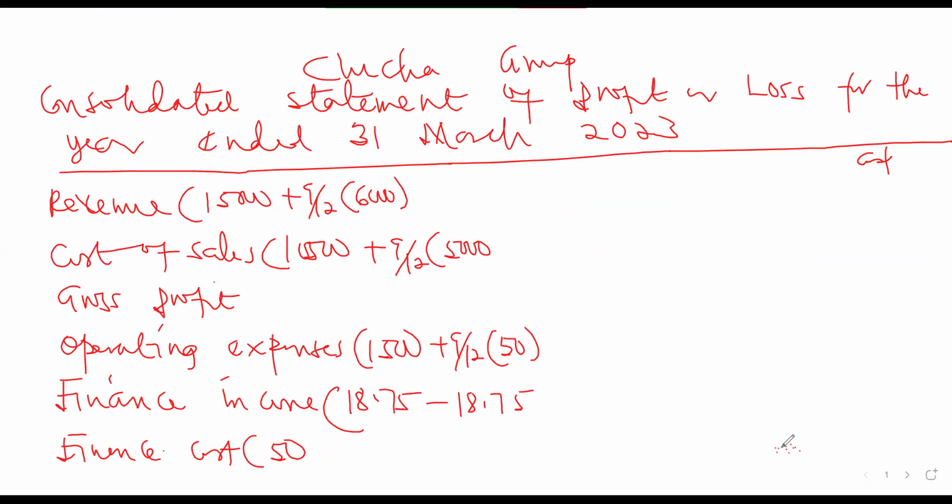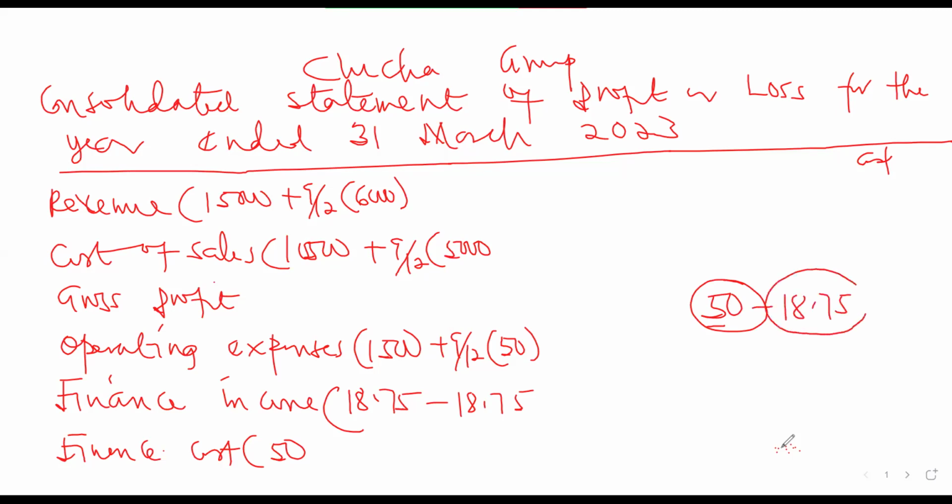All right, let's come to the finance cost. What is happening? The subsidiary is paying 18.75 to the parent. Is that correct? The subsidiary is paying a finance cost of 18.75. This one is for the 9 months. So the question now is, our total finance cost for the subsidiary is 50. This 50 is including the interest for the 9 months, 18.75.